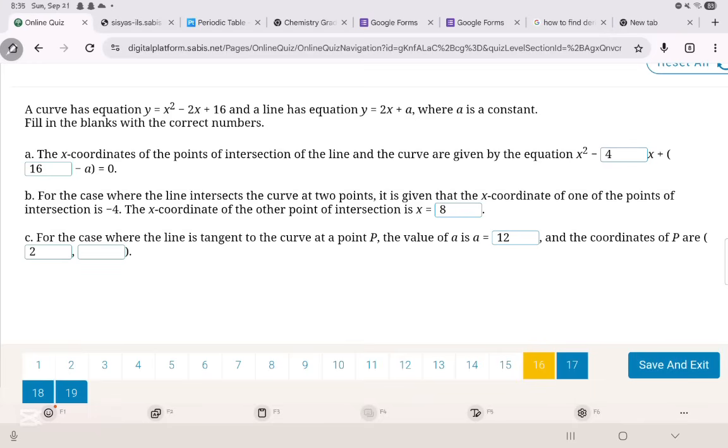How do we find now the value of our y? You need to substitute it in this equation over here, which is the original equation of the curve. So it's 2 squared minus 2 times 2 plus 16. And we will get the other answer to be what? To be 16. Very simply.